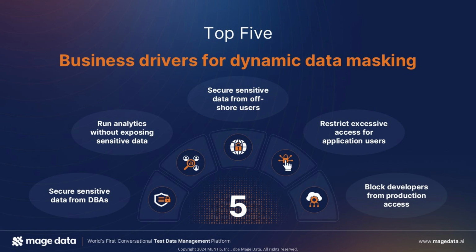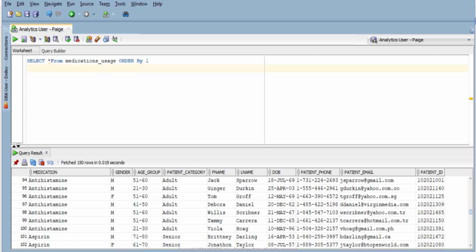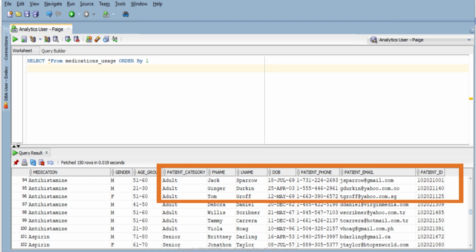A common IT issue is that analytics users need access to production data to perform accurate business analysis, but they typically do not need access to sensitive data. For example, Paige, our analytics user, is trying to analyze a medication prescribed for different gender and age. When she runs a query to get data for her analysis, she can see also all the sensitive data including name and date of birth.